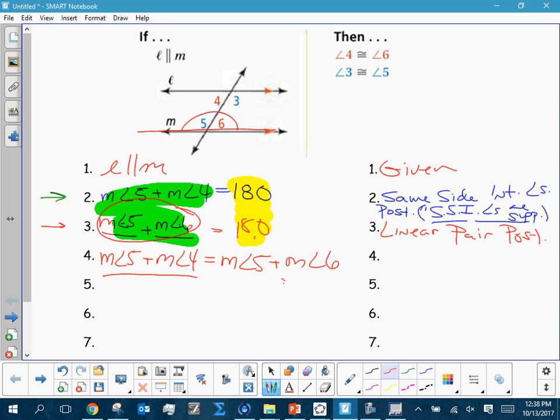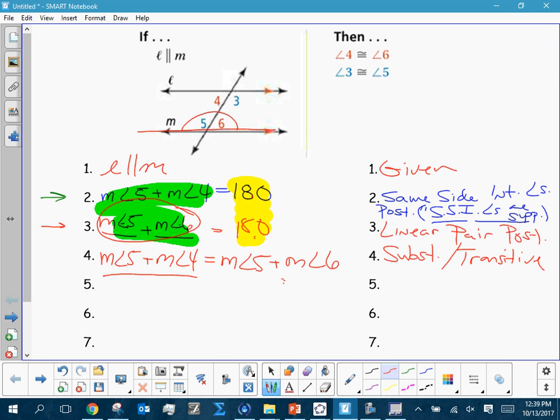Substitution. I heard somebody say transitive. This would be fine for this particular problem, to call it the transitive property as well. Because if 5 plus 4 equals 180, and 180 equals 5 plus 6, then we can say that 5 plus 4 equals 5 plus 6.